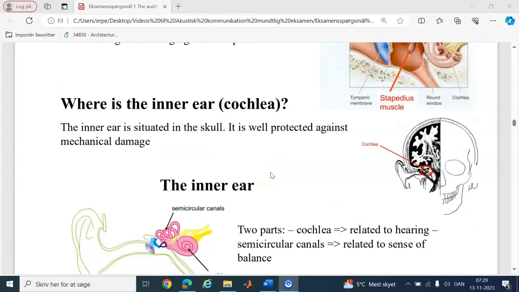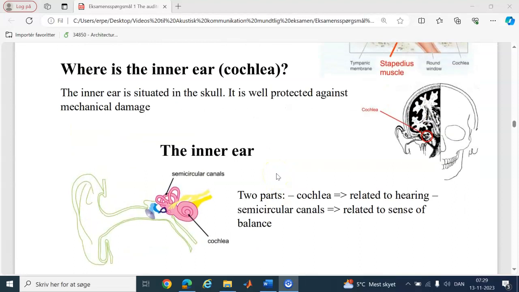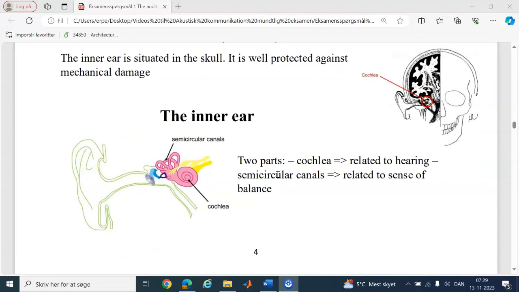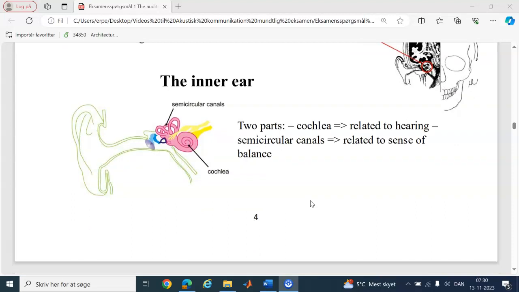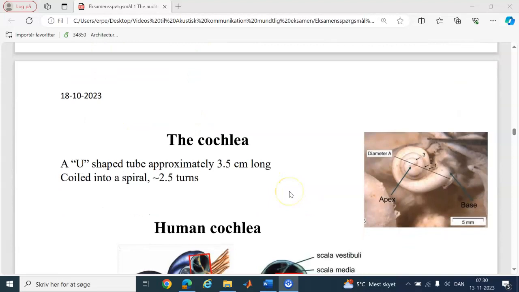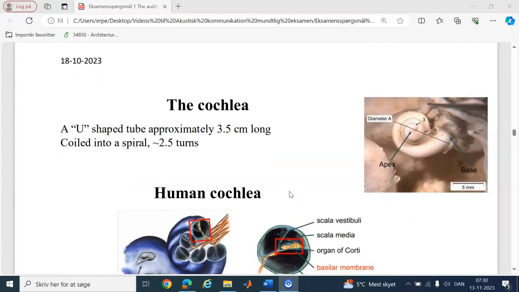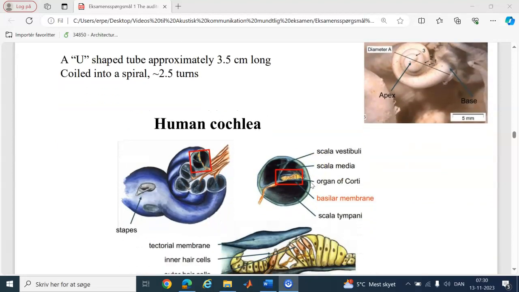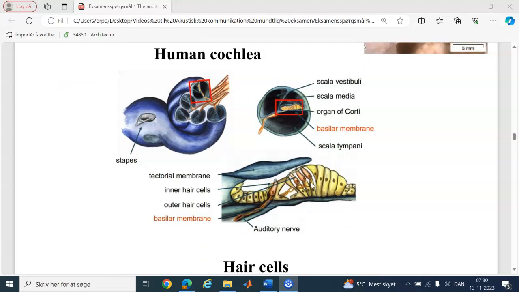What is the inner ear? It is the cochlea. The inner ear is in the skull. It consists of two parts: the cochlea, related to hearing, and the semicircular canals, related to the sense of balance. The latter is also very important, but in this course we are talking about the cochlea. The cochlea is U-shaped, 3.5 centimeters long, with 2.5 turns.